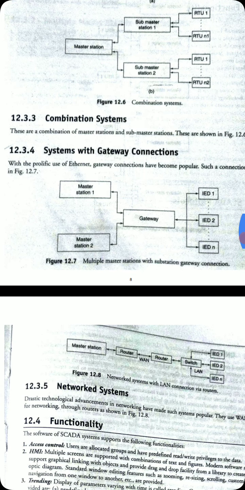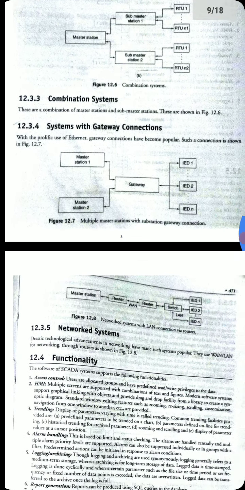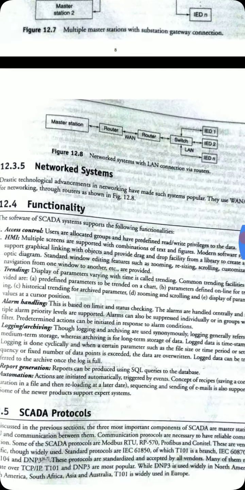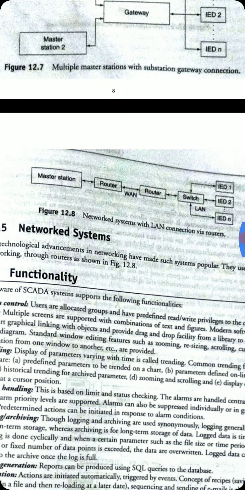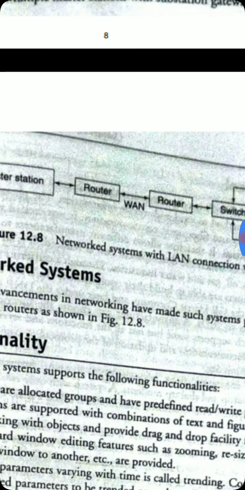Okay, so this is the fourth type, and the last one is the networked system. In the networked system, you can see the drastic technological advancement in networking has made such systems popular. They use WAN and LAN for networking. So this is given in this figure. You can see things clearly.